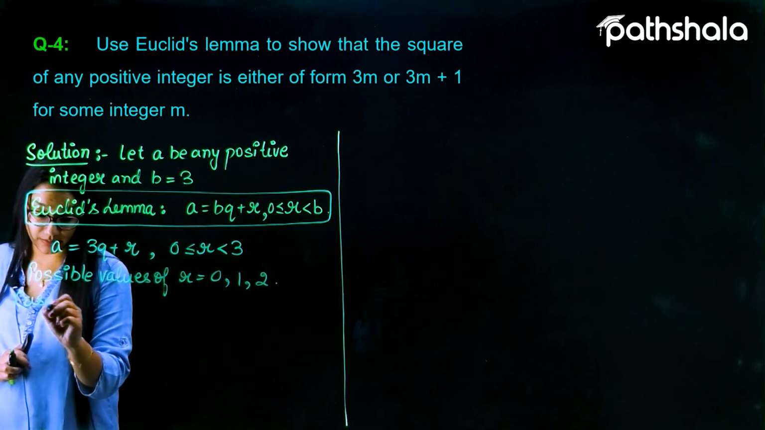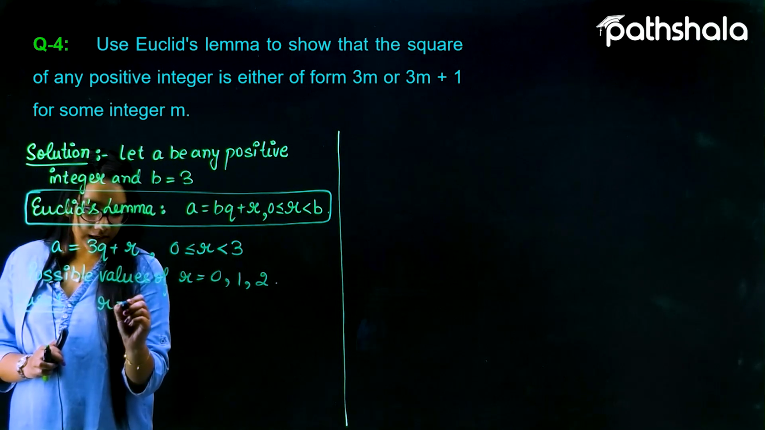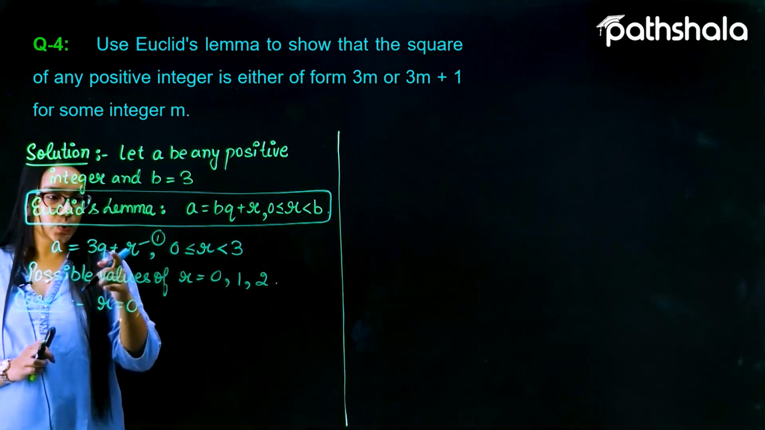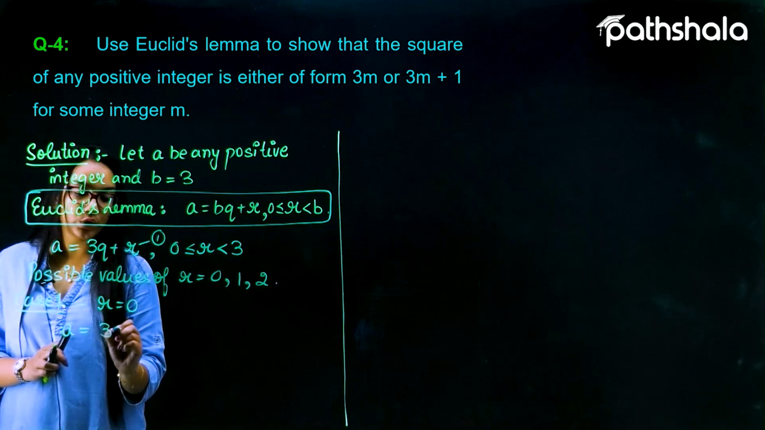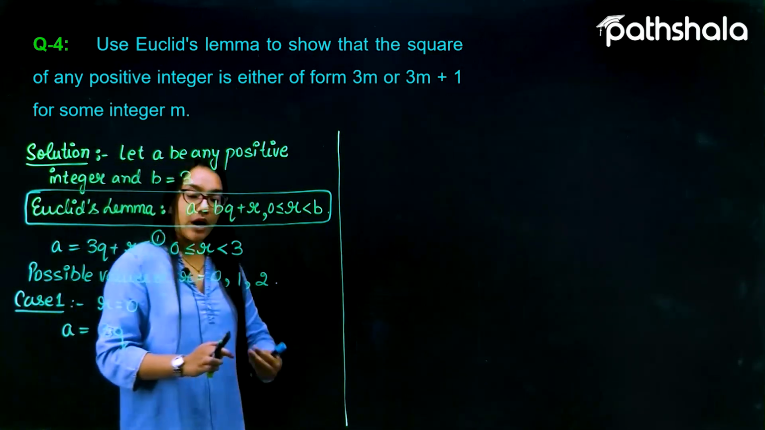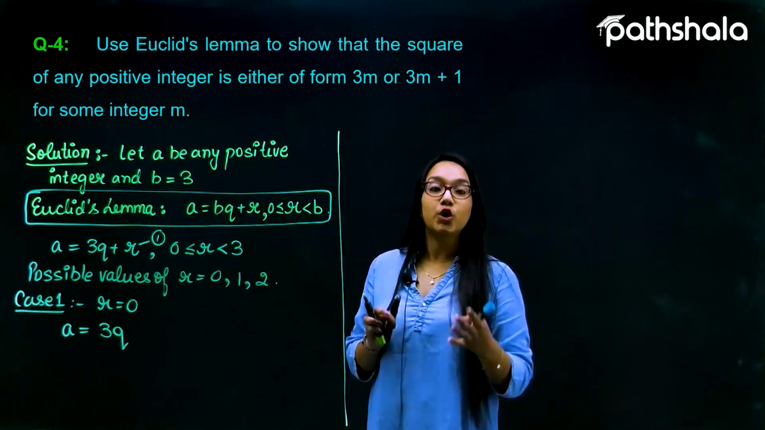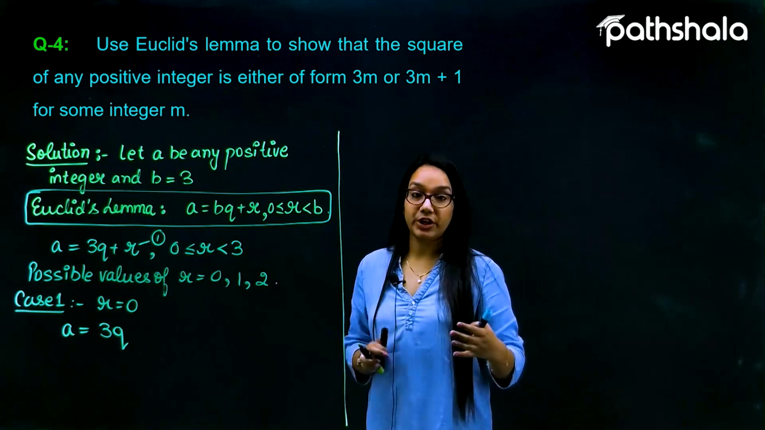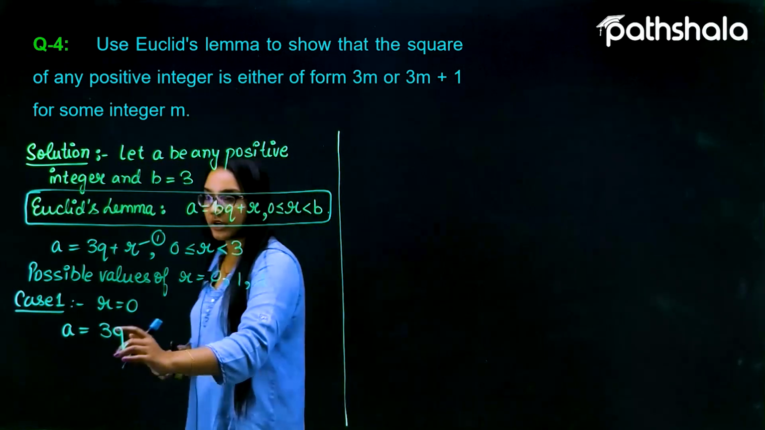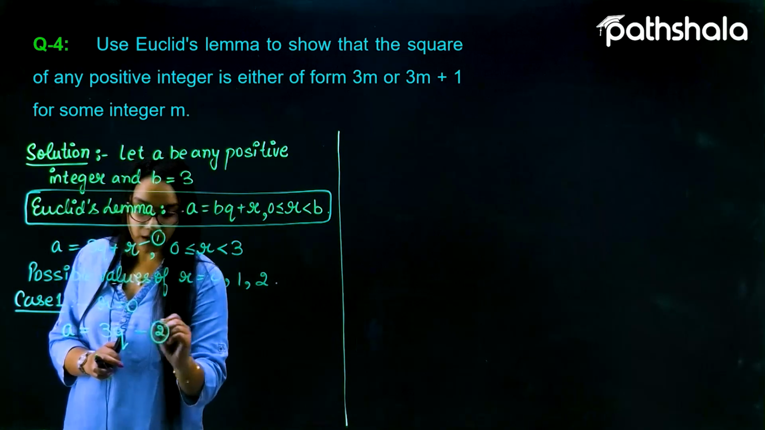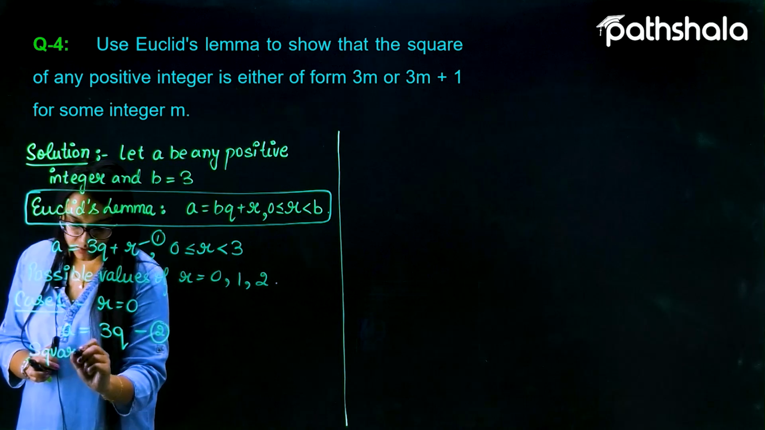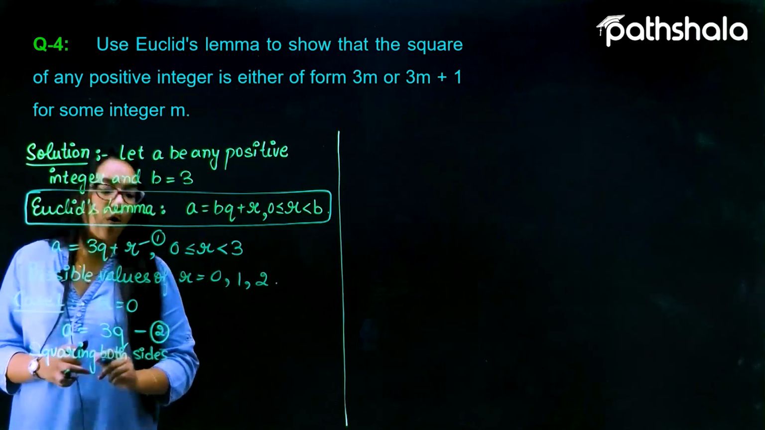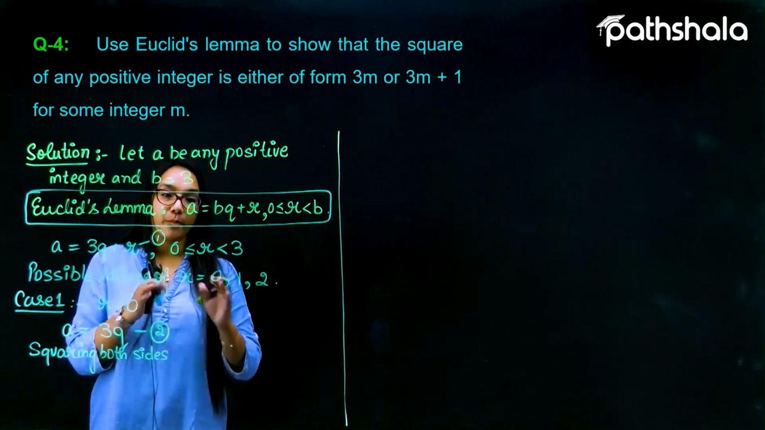Let us take case number 1, in which we take r as 0 in equation number 1. So substituting r equal to 0 in equation number 1, we get a is equal to 3q plus 0. Now a is equal to 3q, but the question says we have to take the square of the positive integer. It means we have to take the square of this equation. So squaring both sides is the next step, because we are concerned about the square of the positive integer, not the positive integer itself.